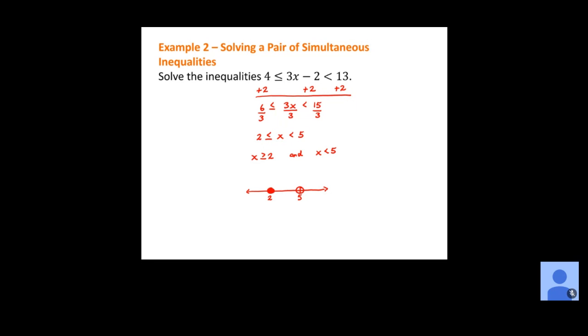Now, I need to be greater than or equal to 2, but also less than 5. So we're only looking at the overlap between those two things. That means I'm only looking at the values that are between 2 and 5. So again, our solution here, 2 is less than or equal to x is less than 5. And then the graph of that solution set would be all points between 2 and 5, including 2, but not including 5.